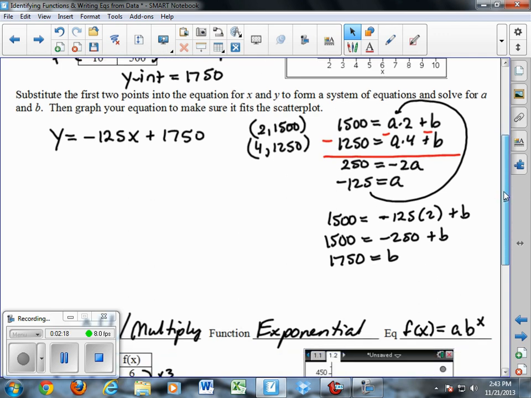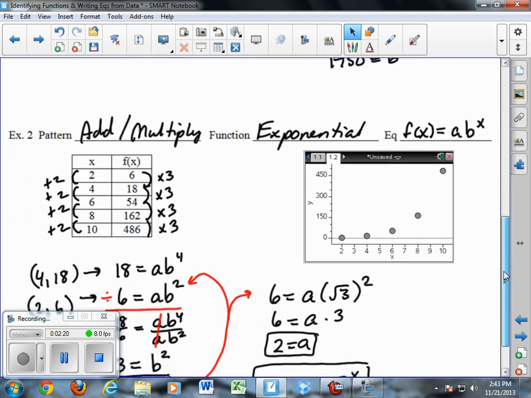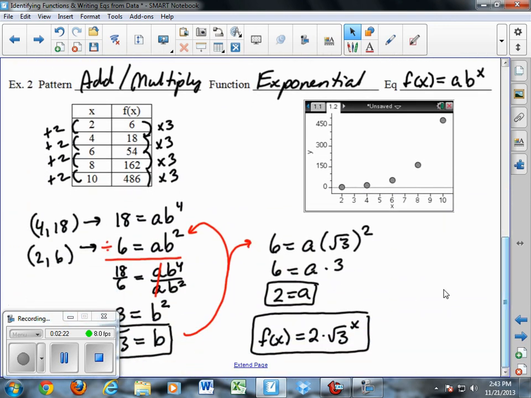The second function we look at has a different pattern. Notice this looks like it could be maybe power, quadratic, exponential. How do we know which one it is? Well, the way that you can tell that this is an exponential function is that it has an add-multiply pattern.